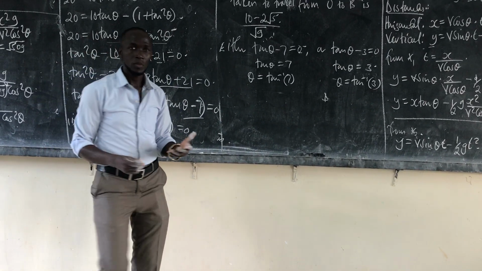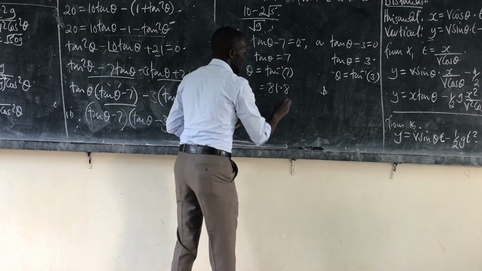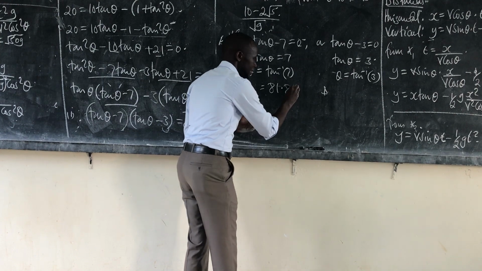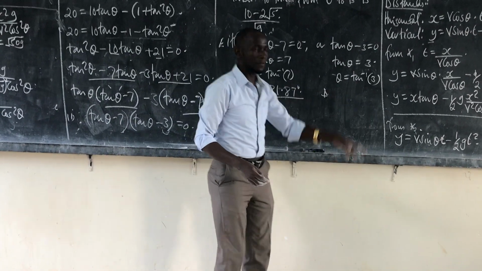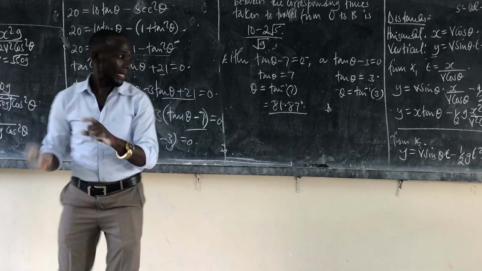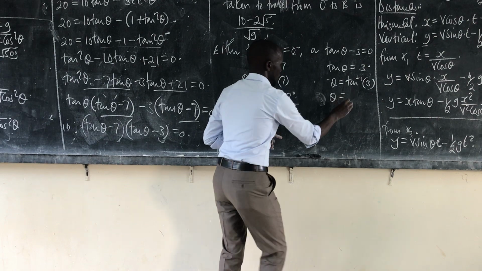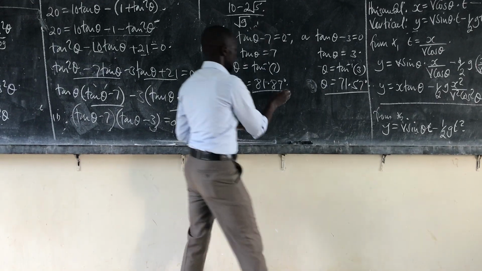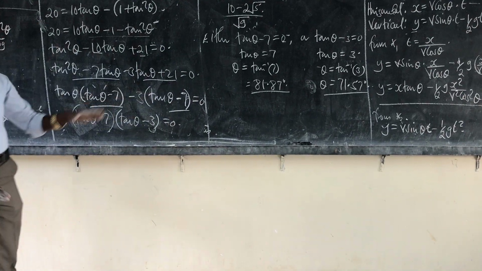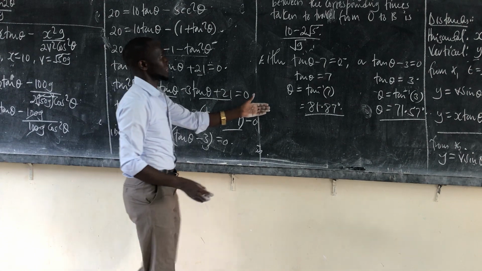So it is 81.87 degrees, to two decimal places. Then arctan of 3 with your calculators in degrees, yes? 71.57 degrees. So those are the possible values of theta. Hope this is what they wanted for that.